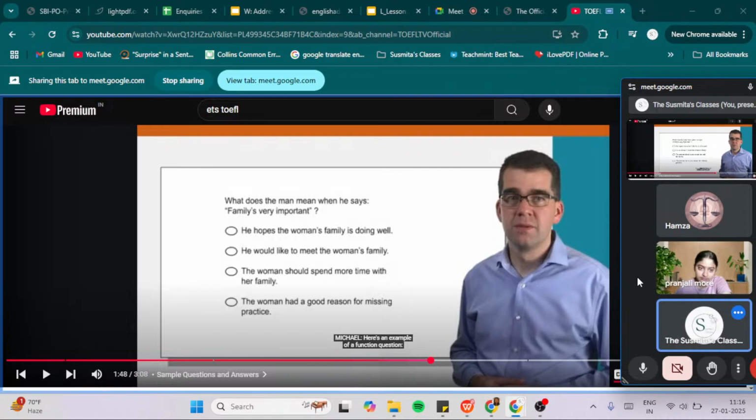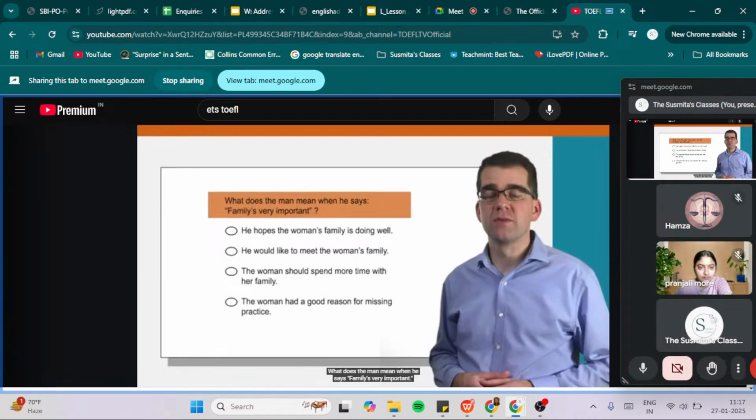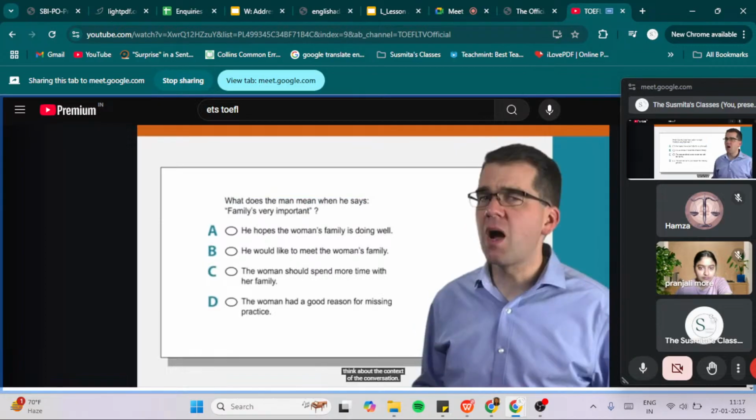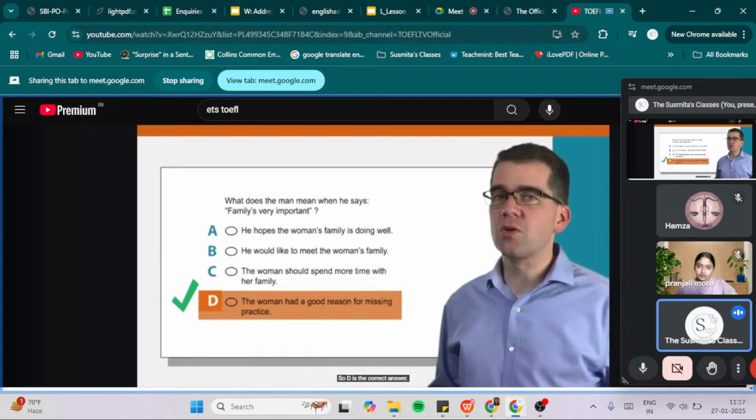I think D will be the correct one. D, yes, same. The woman had a reason for missing practice. Let's look at the answer. What does the man mean when he says family's very important? When looking at the answer options, think about the context of the conversation to miss practice. So D is the correct answer.